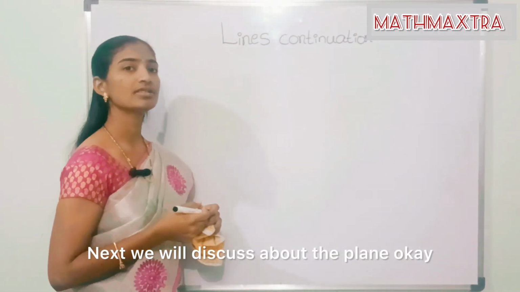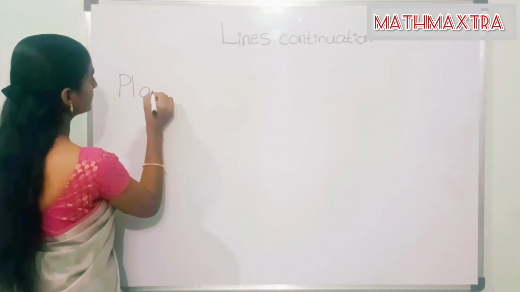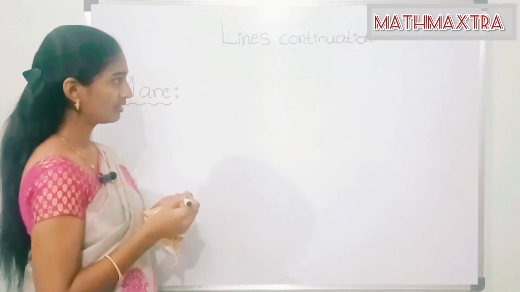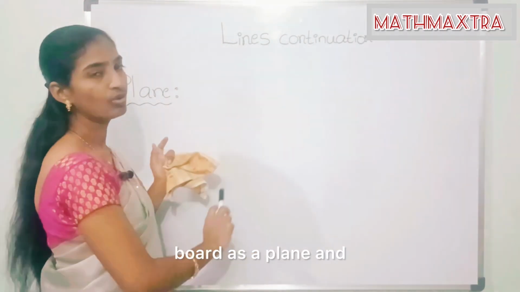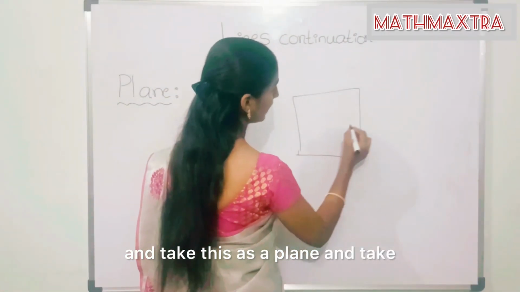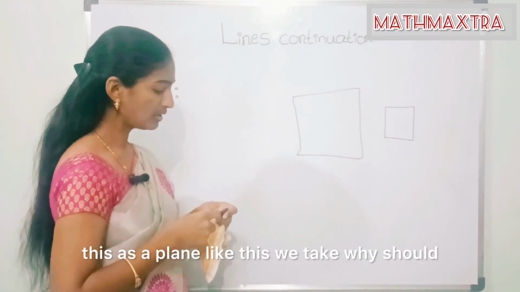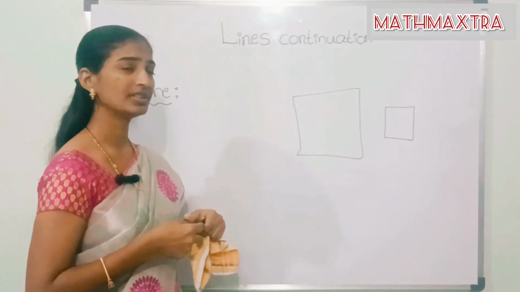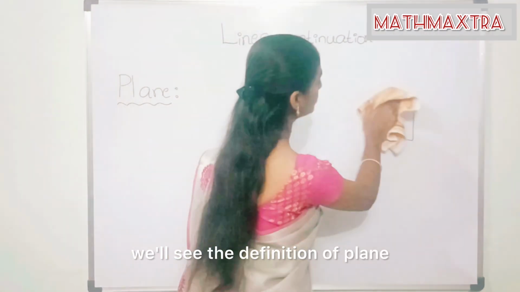Next, we'll discuss the plane. Okay, the next definition is plane. What is a plane? We always take examples like, see, take this board as a plane, and take this as a plane, and take this as a plane. Like this we take. Why should we always take a plane as a square or rectangle shape only? Actually, what is a plane actually? We'll see the definition of plane.